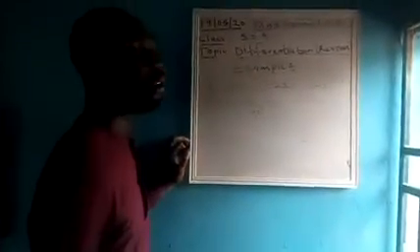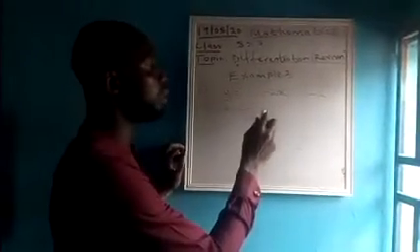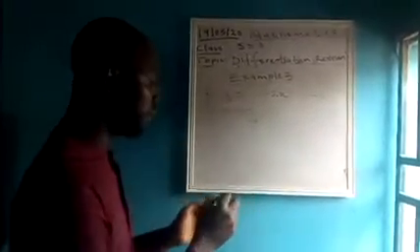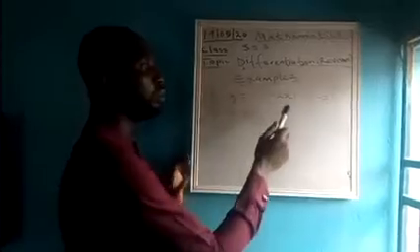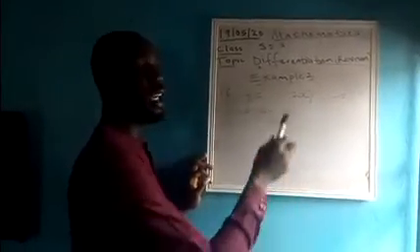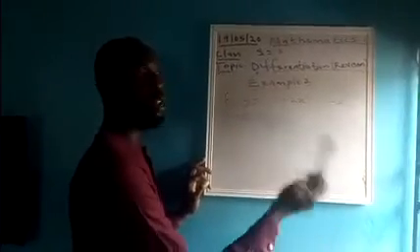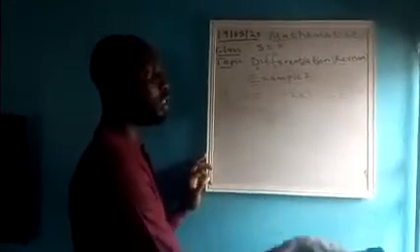If y is equal to open bracket 3 plus 2x, close bracket, open bracket 1 minus x, find dy over dx. So we can solve this example in two ways. We either expand the bracket or we use the product rule. Whichever one you apply, the formula will still be the same.